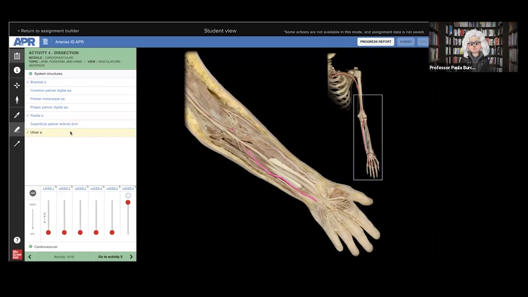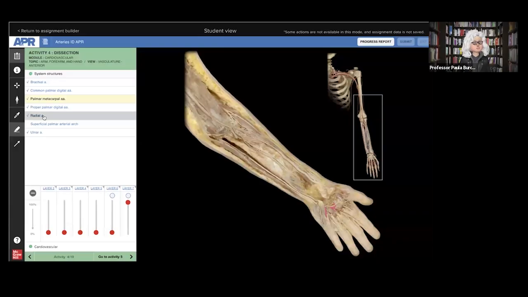Now, when I get into the hand, remember this is an anterior view. So this is your palm. And so we're going to have, let's see, how do we want to do this? We're going to do a common palmar digital artery. And then once we go to the digits, it is the proper digital artery. And then deep to the common palmar digital is actually the palmar metacarpal. So you'll notice this is a little bit deeper.